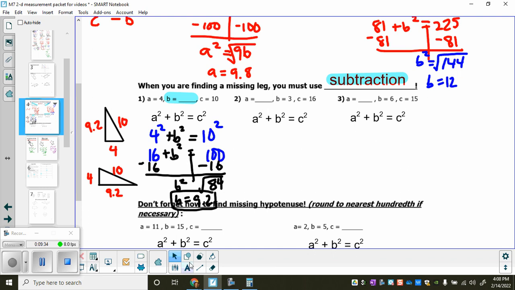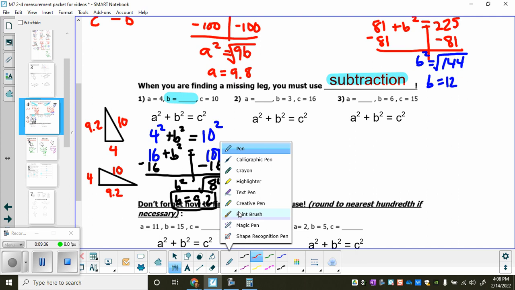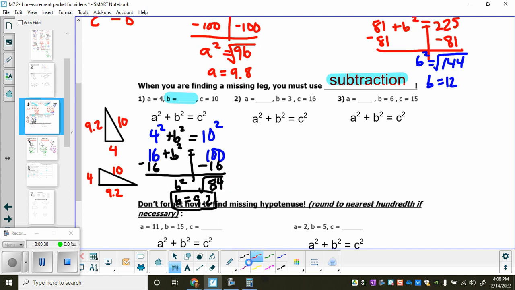All right, now we're on the middle one here. For the middle one, this time we don't know A, we have B, and we have C. Same formula, we don't know A, we'll just leave that here. B this time is the 3 that gets squared, and C being squared, we have a 16 being squared. 3 squared is 9, 16 squared is 256. And now we're ready to solve.